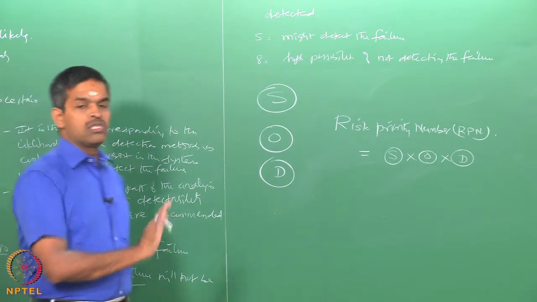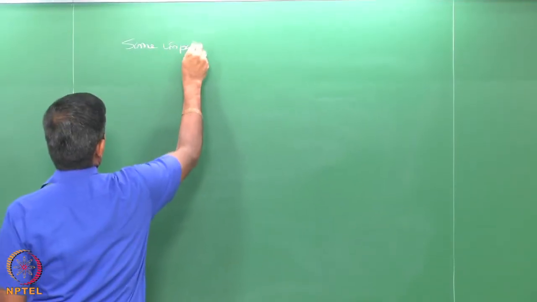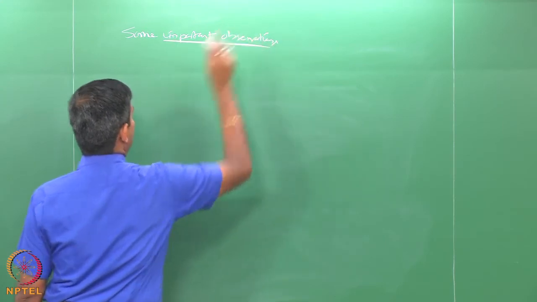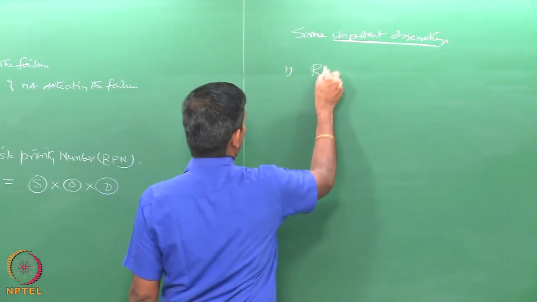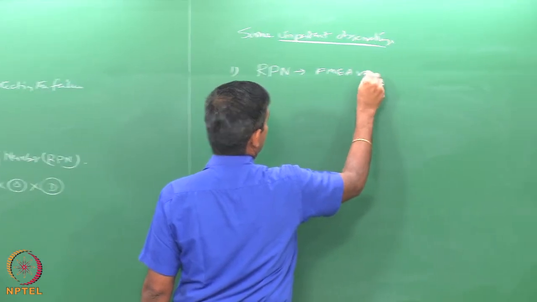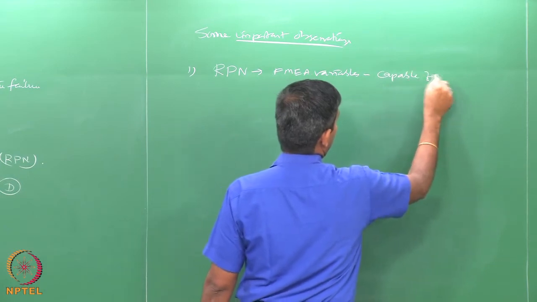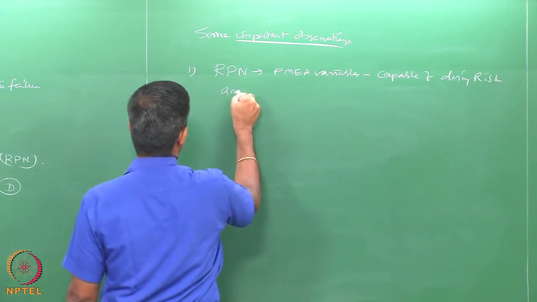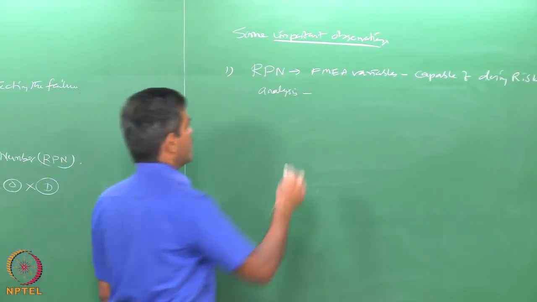There are some important issues here before we discuss further about the risk priority number. Let us see what are they. Observations. 1. The risk priority number, which is arrived from FMEA variables, is capable of doing risk analysis which is ahead of hazard analysis.